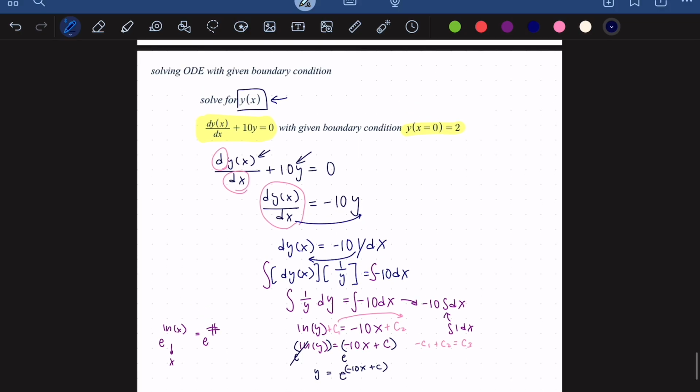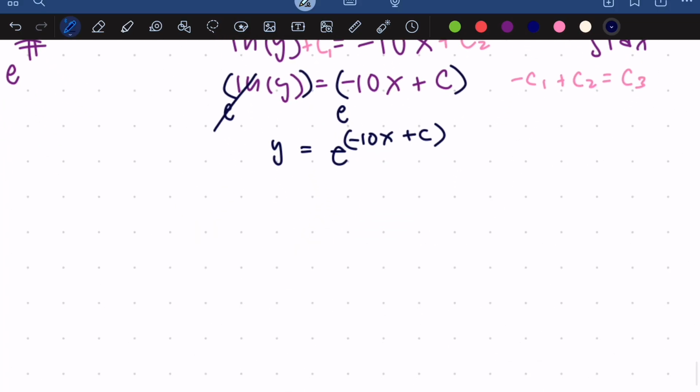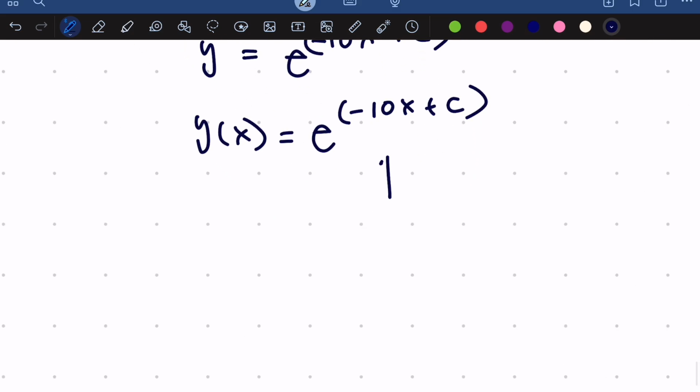Now we could bring back our y of x instead of y, just so it looks a little bit closer to what we're supposed to find. And now we have this. Now we could simplify it one more time by breaking this down.